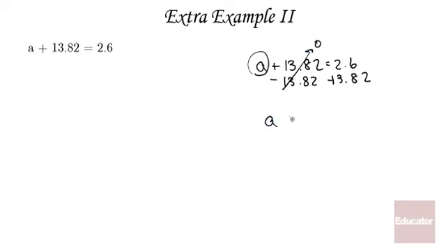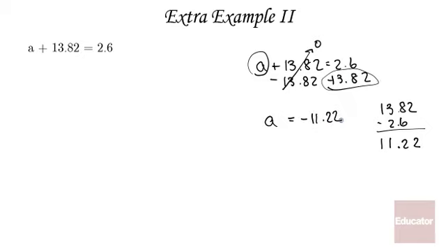I've gotten A alone. And here, 2.6 is not large enough to take away 13.82, so I know I'm going to have a negative answer. So I'm going to take 13.82 and subtract 2.6. Reverse it so that I can subtract the numbers. Line up the decimal. 2, 8 minus 6 is 2, 3 minus 2 is 1, and 1. And the negative was larger, so my answer is going to be negative 11.22.